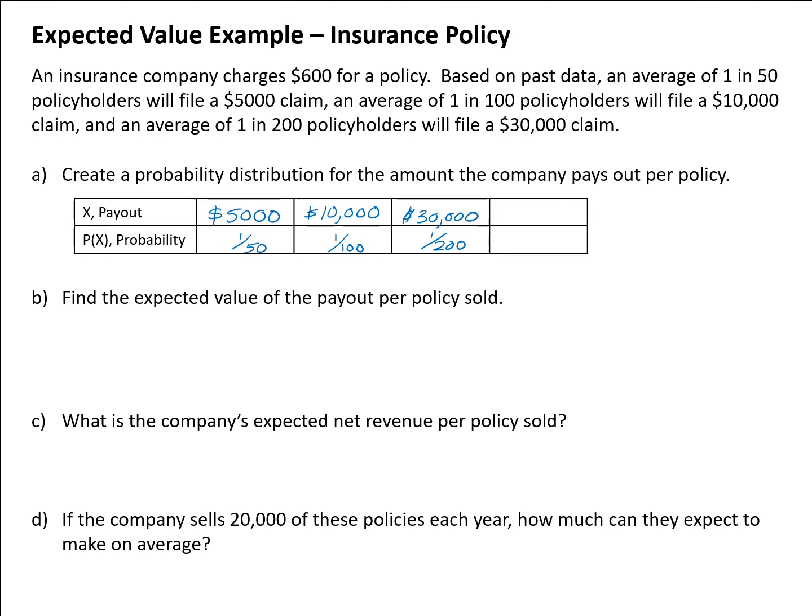Now, notice I've left off one part of my table. There's nothing else that's described here, but I've left something out. And if we look at our probabilities closely, 1 out of 50 plus 1 out of 100 plus 1 out of 200, that does not add up to 1. We're missing a lot. So why isn't it adding up to 1?